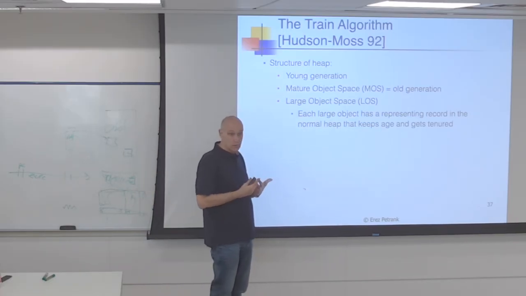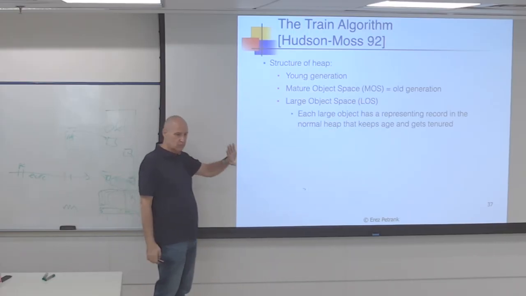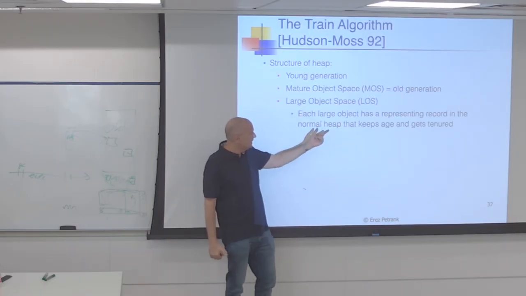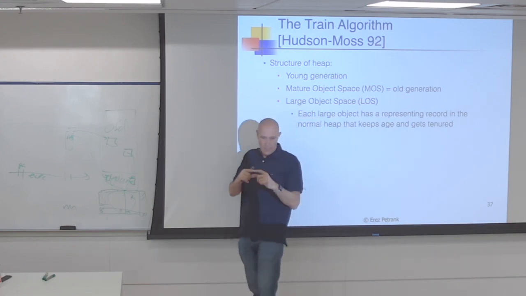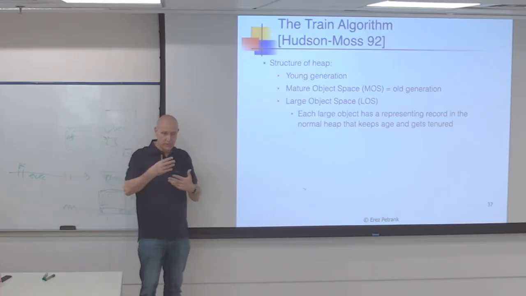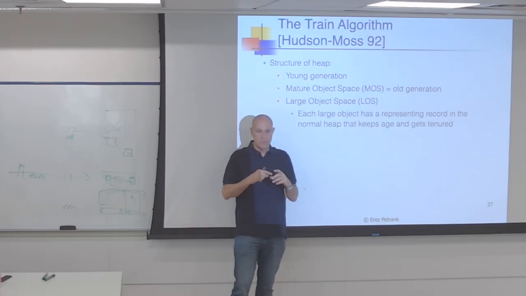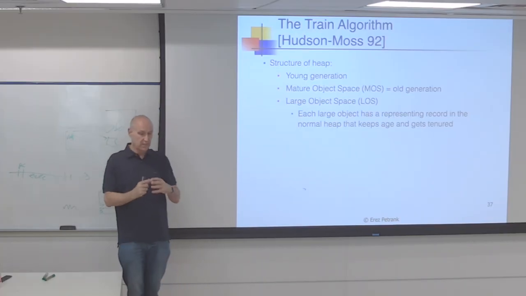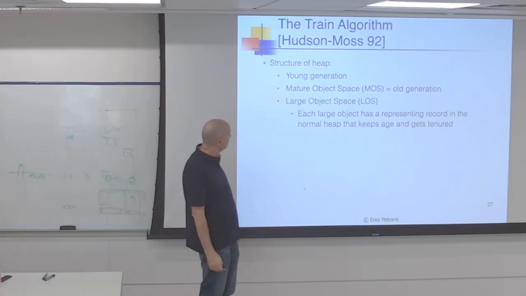There are very few large objects usually in a program. You can just do mark sweep over them. Actually, they didn't even do mark sweep. They had a representative record: a small object that was allocated in the young generation and then promoted to the older generation. When this was reclaimed, they knew that the large object could be reclaimed. So just a representative was copied and not the large object, which is a nice idea.